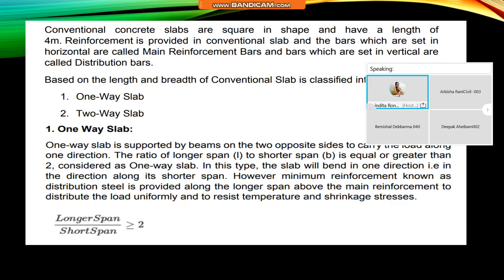So in this type, the slab will bend in one direction, that is, in the direction along the shorter span. However, minimum reinforcement known as distribution steel is provided along the longer span above the main reinforcement to distribute the load uniformly and to resist temperature and shrinkage stresses. So the formula for one-way slab is longer span divided by shorter span is always greater than or equal to 2.